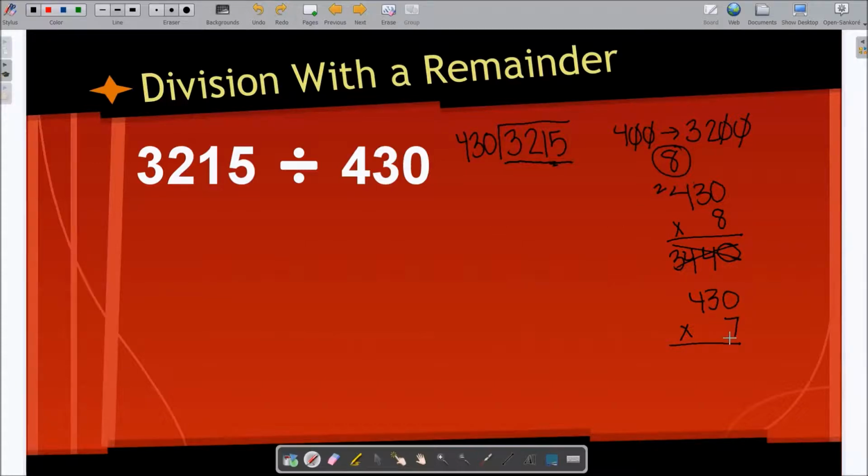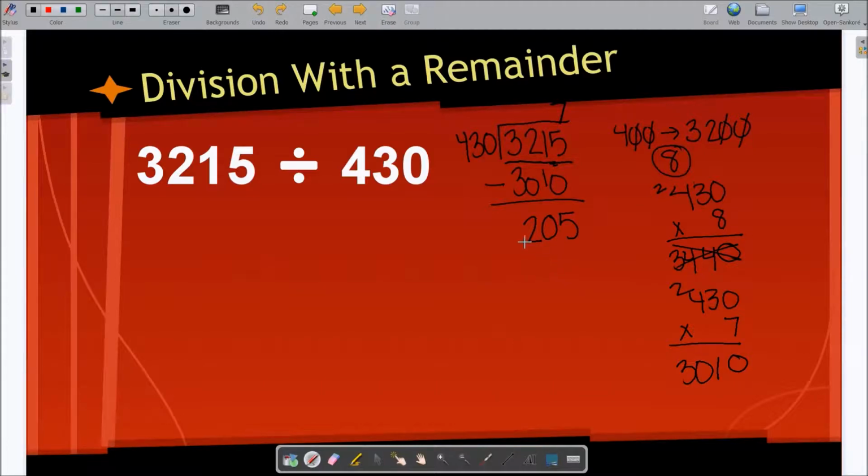So 430 times 7. 7 times 0 is 0 again. 7 times 3 is 21. Carry my 2. 7 times 4 is 28, plus 2 is 30. So there we go. That's what I need. When I divided by 7 and multiplied, I got 3,010. Then I subtract. 5 minus 0 is 5. 1 minus 1 is 0. 2 minus 0 is 2. 3 minus 3 is 0. I don't have to put that front 0 in there.